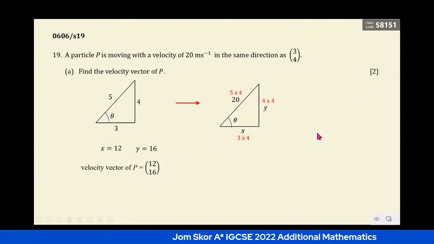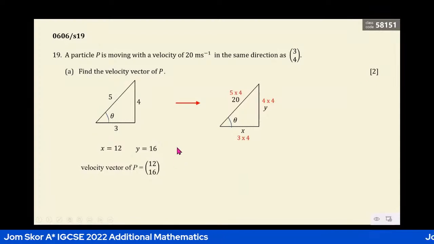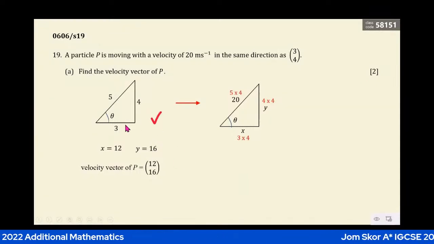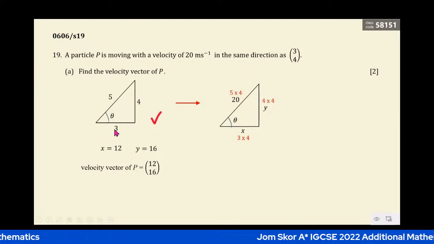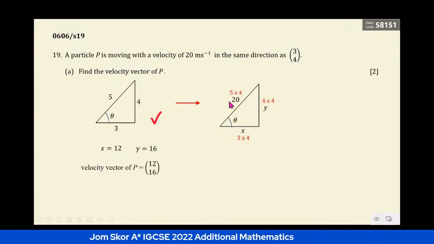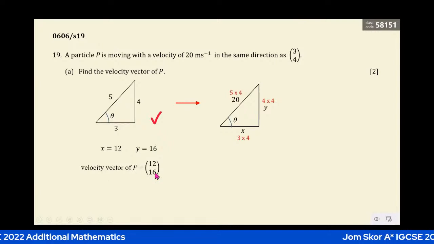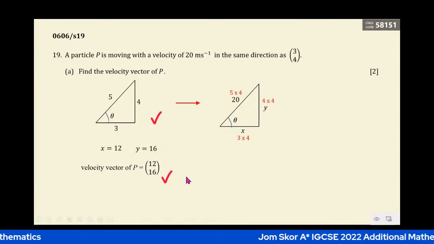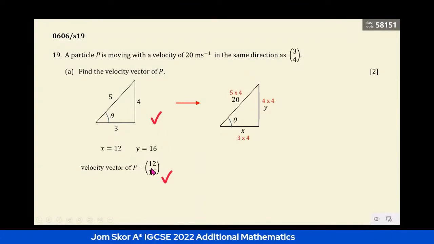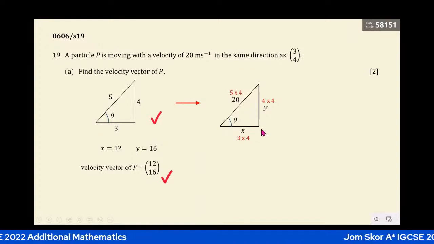So where are the 2 marks given here? The first mark will be given when you find the direction, with 3 and 4 here, and you get 5. Then you find the ratio, the same ratio here. So the velocity vector is (12, 16). Okay, so that is the velocity vector of P. It will move with horizontal movement 12 and vertical movement 16.